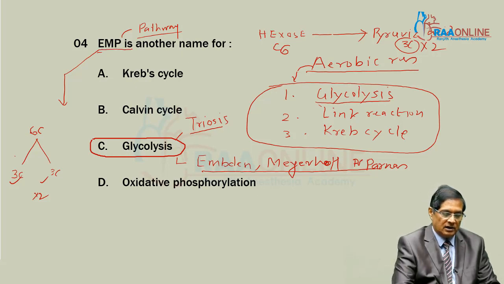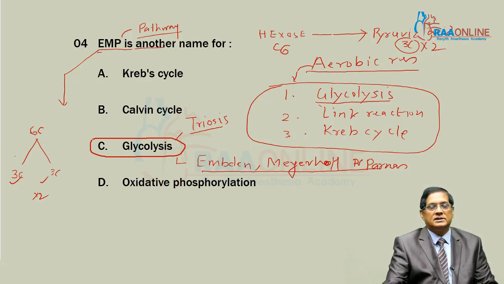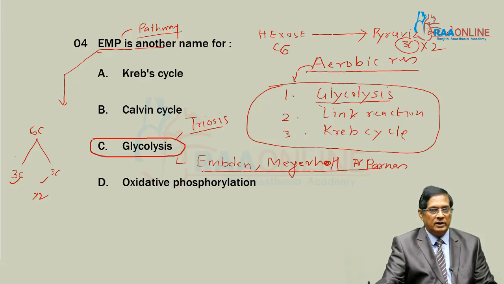EMP pathway or glycolysis is the first phase of any kind of respiration, I mean aerobic or anaerobic. Condition doesn't matter for the EMP pathway because it takes place in aerobic as well as in anaerobic conditions. It's the first phase of any type of respiration.